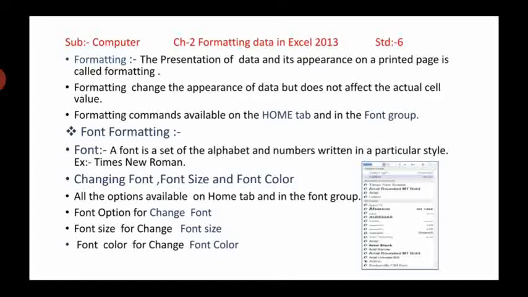Now next, font formatting. So what is meant by font? Font is a set of alphabets and numbers written in a particular style, for example, Times New Roman, Calibri, etc. Here we learn which options are used to set font, font size and font color. The font option is used to change the font. The font size option is used to change the font size. By using this option we can increase or decrease the size of the font. And the font color option is used to change the font color or text color.